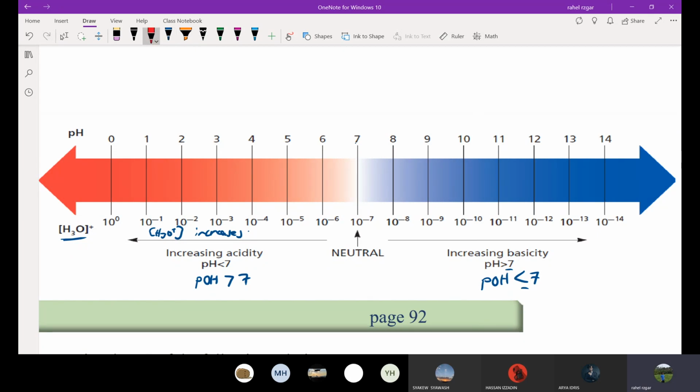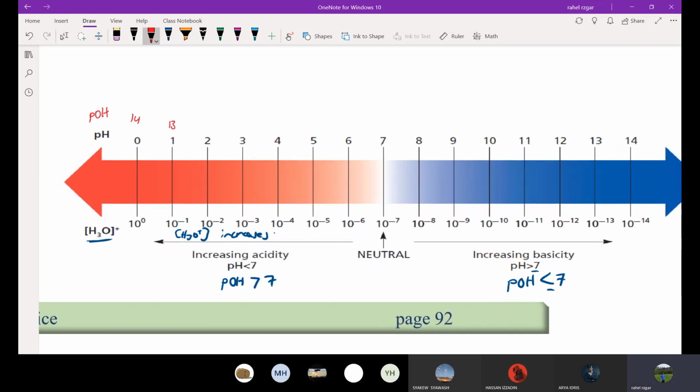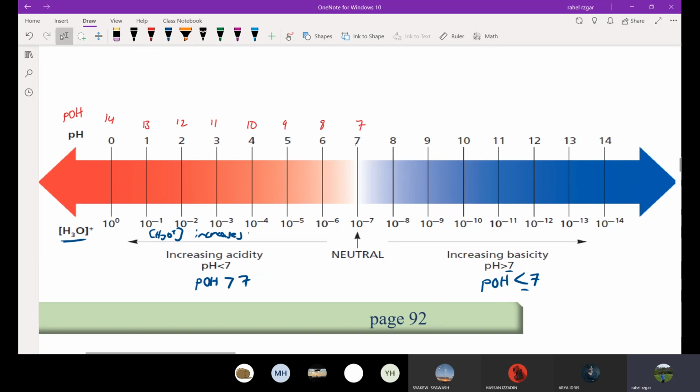On the same scale, if you want to add pOH, this is how you're going to add it. This is 14. This is 13, 12, 11, 10, 9, 8, 7, 6, 5, 4, 3, 2, 1, 0. Okay.